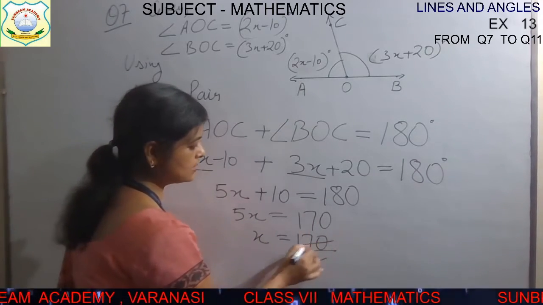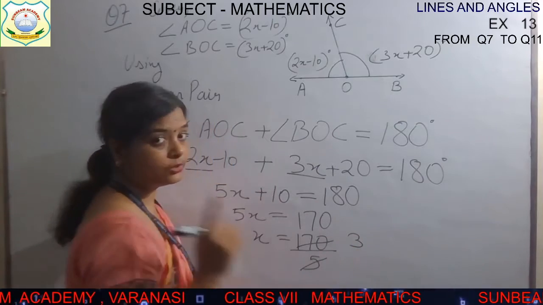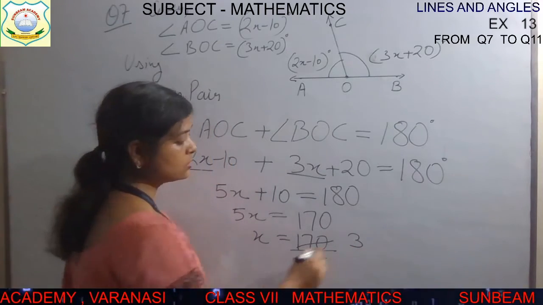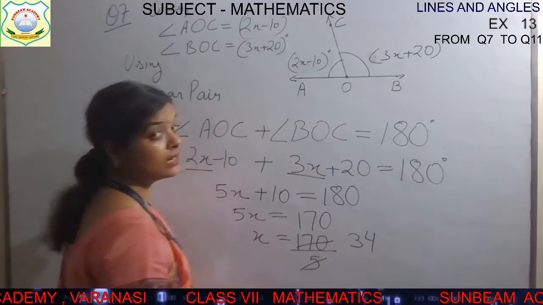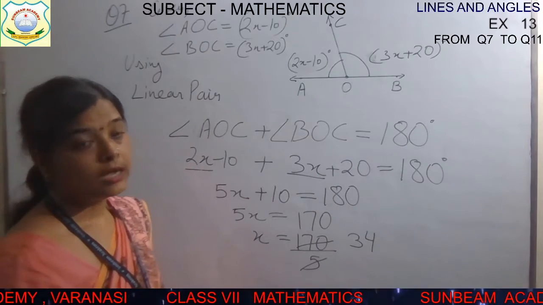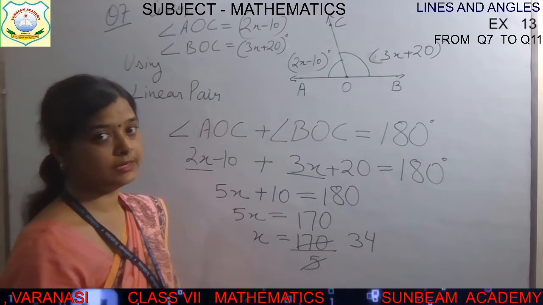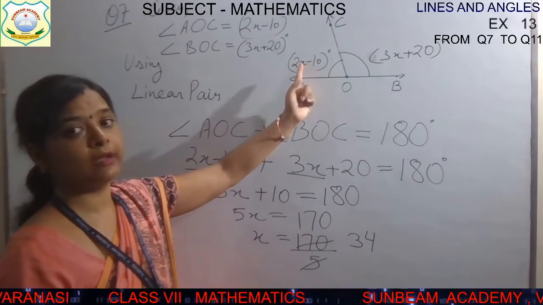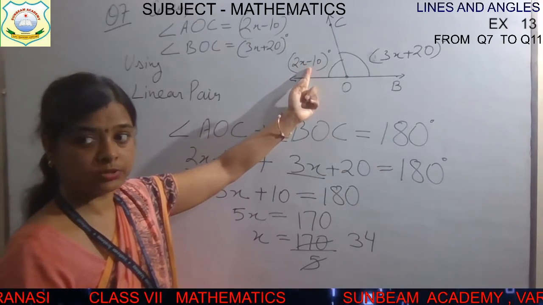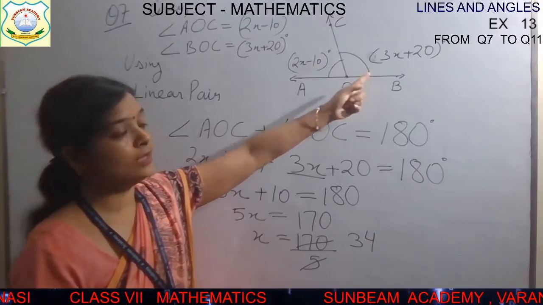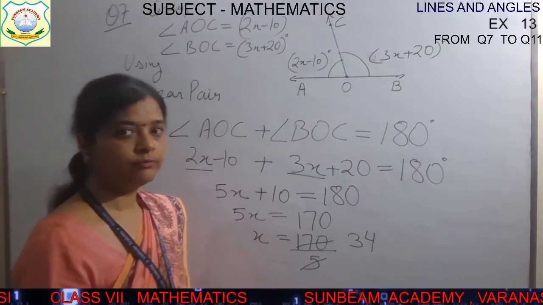So now cut this. 5 3s are 15, 2 is left, that's why 20. So 5 4s are 20. This is 34. So the value of x is 34 degrees. Now we will substitute the value of 34 in this angle, and then we will find it.